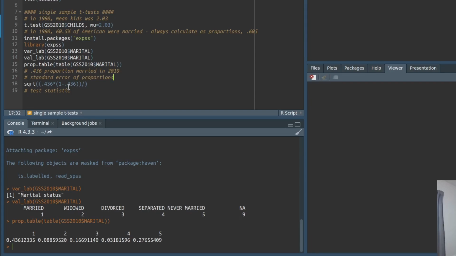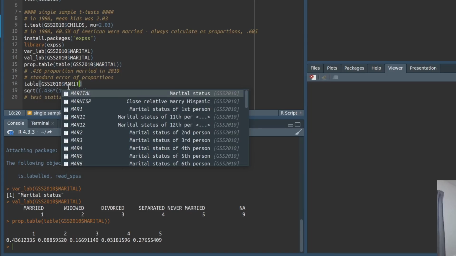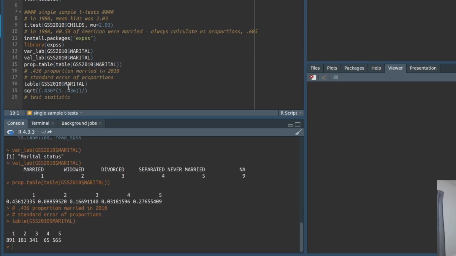So I'm going to go back up and do one other thing. To get n, I'm going to just table that variable. It's the easiest way to get this. So those are the people in each of those groups. I'm just going to add them all together in the numerator of this formula, and that will give me my n.